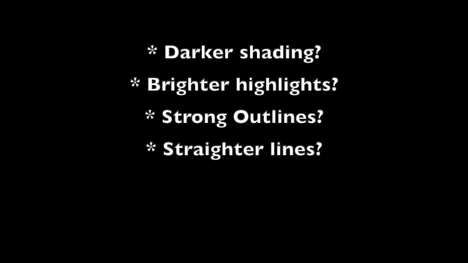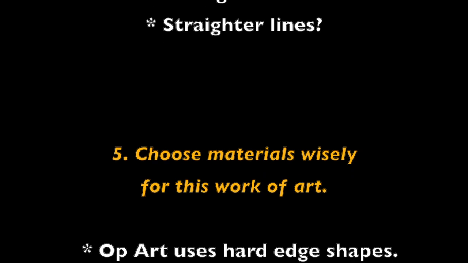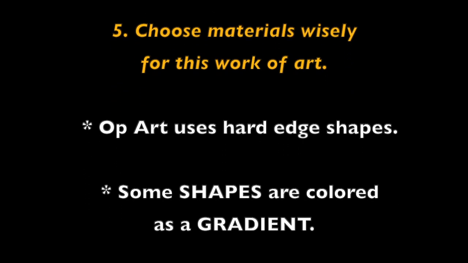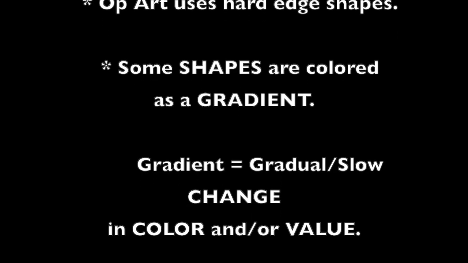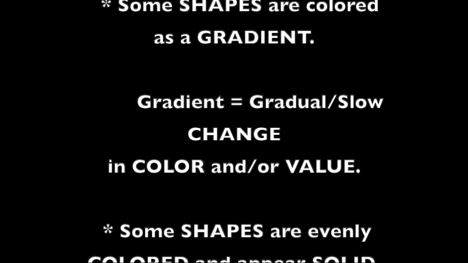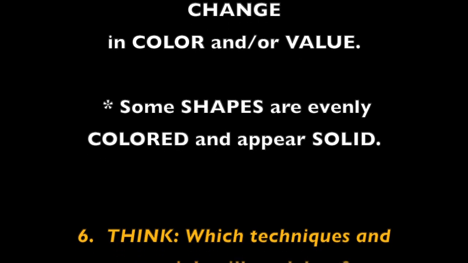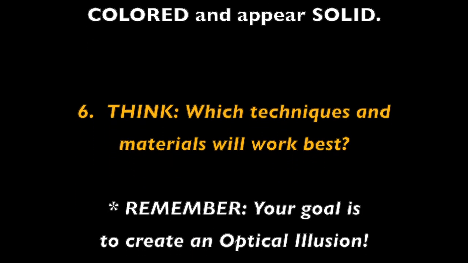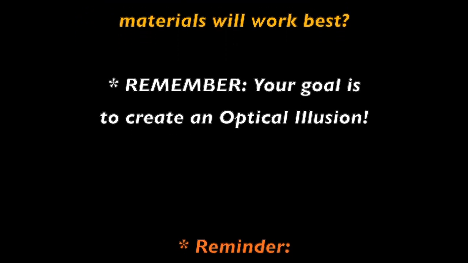Number 5, choose materials wisely for this work of art. Op art uses hard edge shapes. Some shapes are colored as a gradient. A gradient equals a gradual slow change in the color or the value. Some shapes are evenly colored and appear solid. Number 6, think which techniques and materials will work best. Remember, your goal is to create an optical illusion.